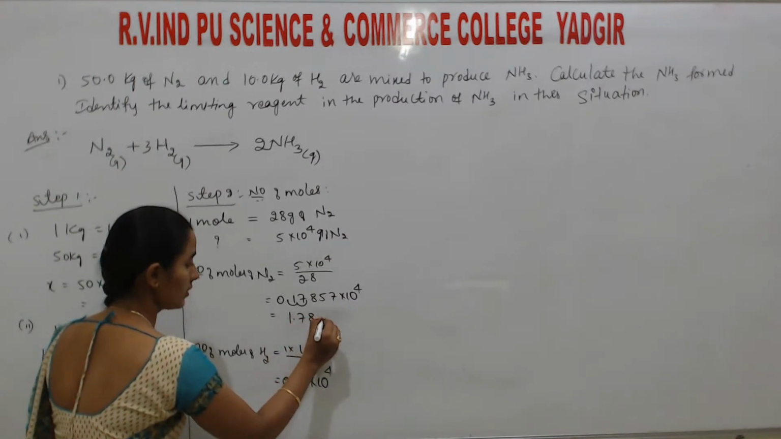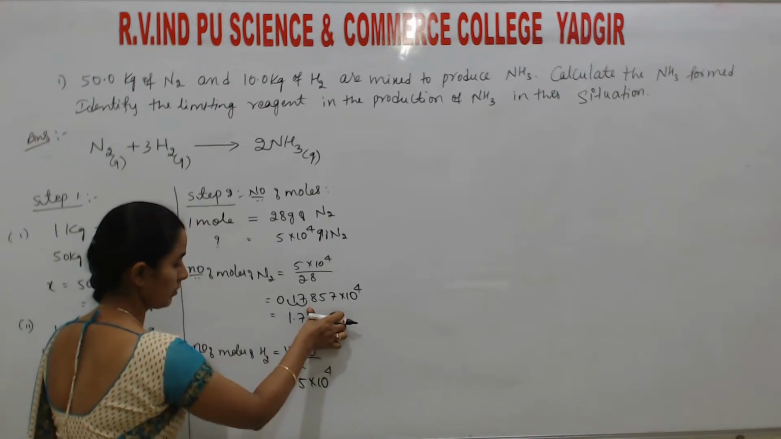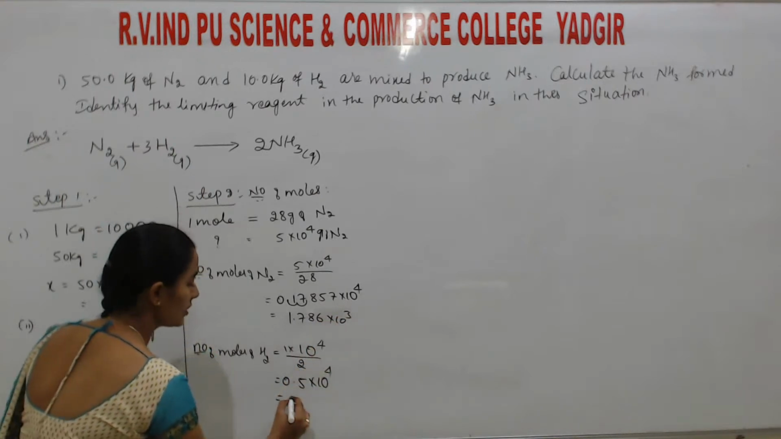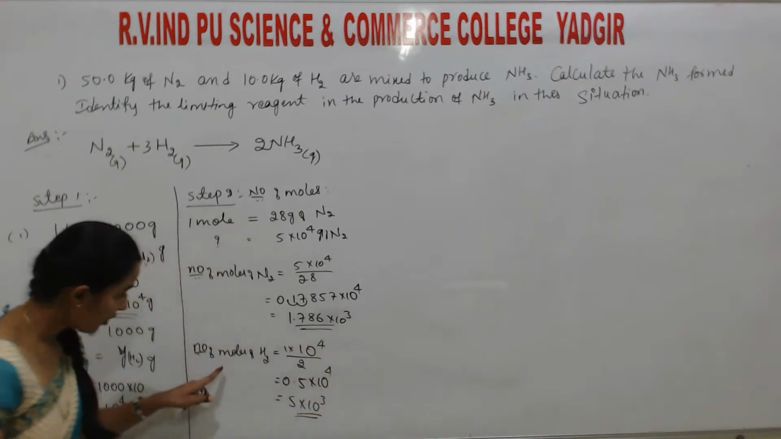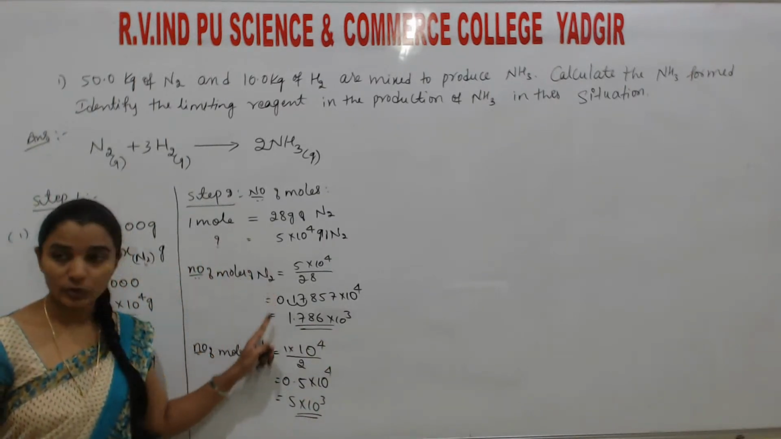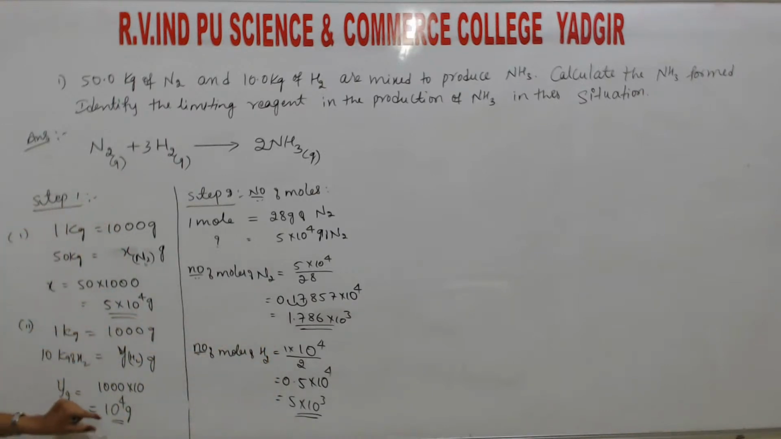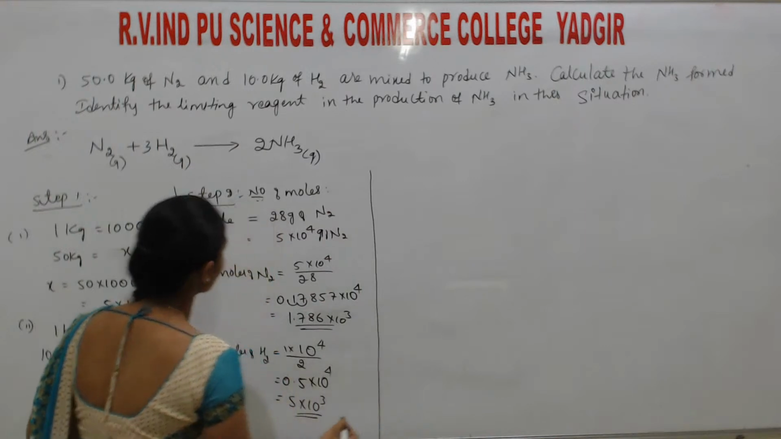1.786 into 10 to the power 3. This is 5 into 10 to the power of 3. This is what? Number of moles of H2 and number of moles of N2. This is what? First step, initially conversion. Second step, calculation of number of moles. Understand? So the next one is here, comparison with equation.